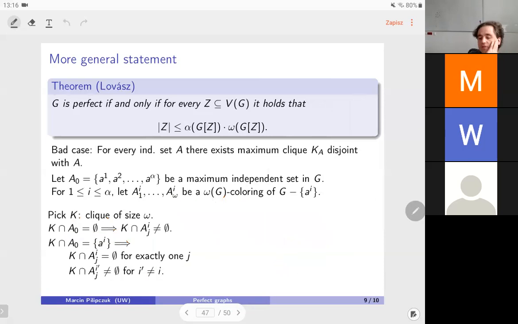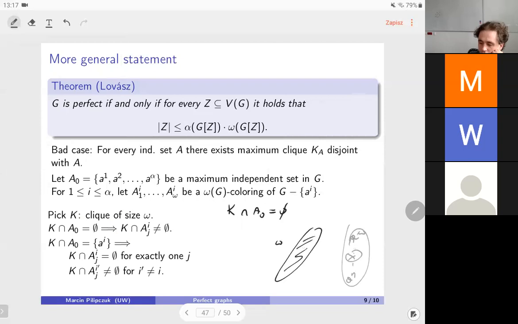Well, the main observation comes from this analysis. Say we have a K which is a large clique, one of the K somethings, and say that it intersects A0 in an empty set. Remember this picture, we had A1 up to A omega, and now we deleted one of them and made the coloring up there. So if there's a clique of size omega that is disjoint with this one, then you deleted this guy and you made the coloring of the rest.